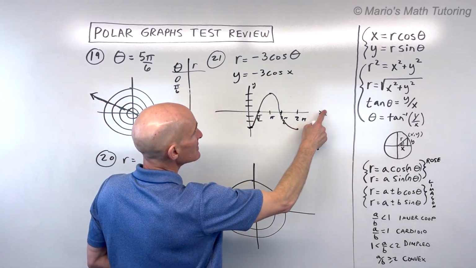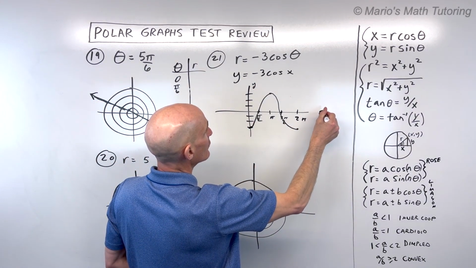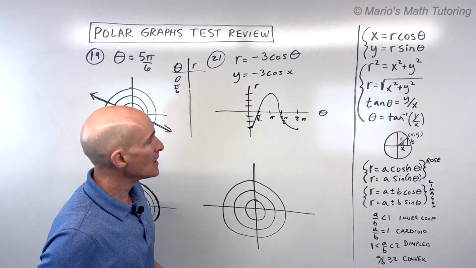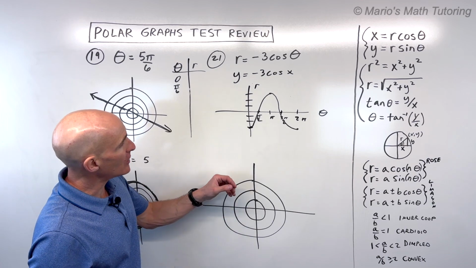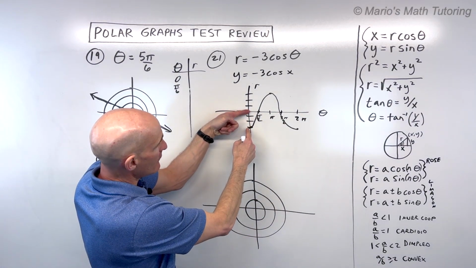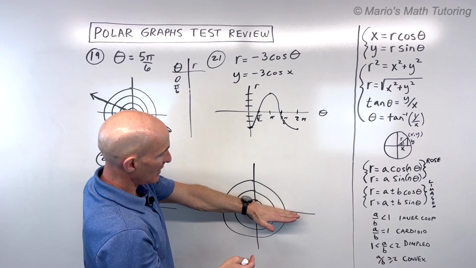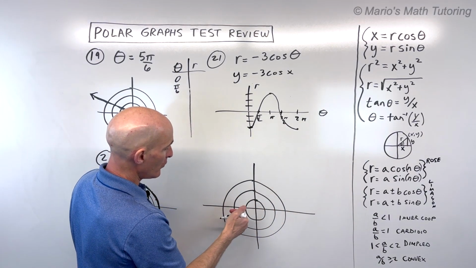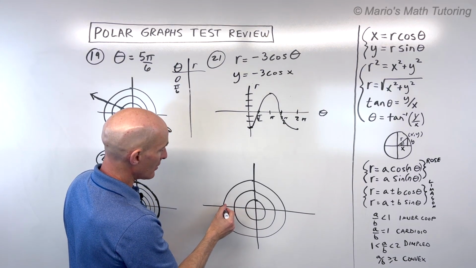But instead of thinking of this as x now, let's think of this as our angle theta. Instead of thinking of this as y, let's think of this as our r value. So we're going to graph this here. We're going to say, when I'm at an angle theta of 0, my r value is negative 3. So if I'm here at an angle of 0, I'm going to have an r value of negative 3, which means I go through the pole, 1, 2, 3, I'm going to be right here.